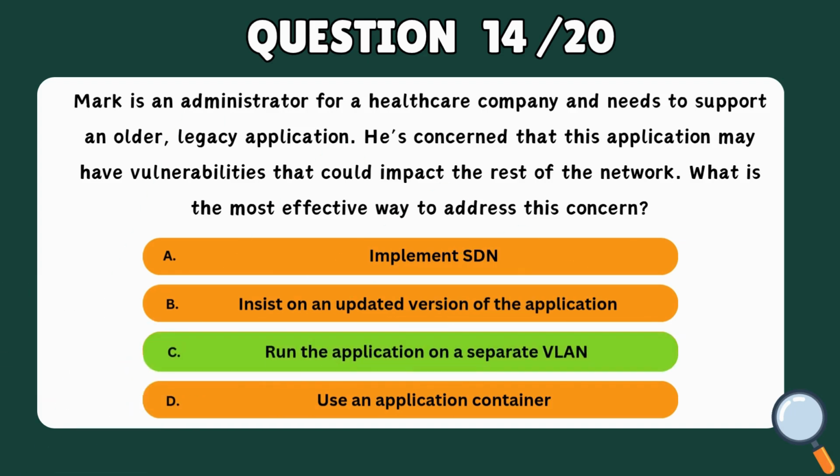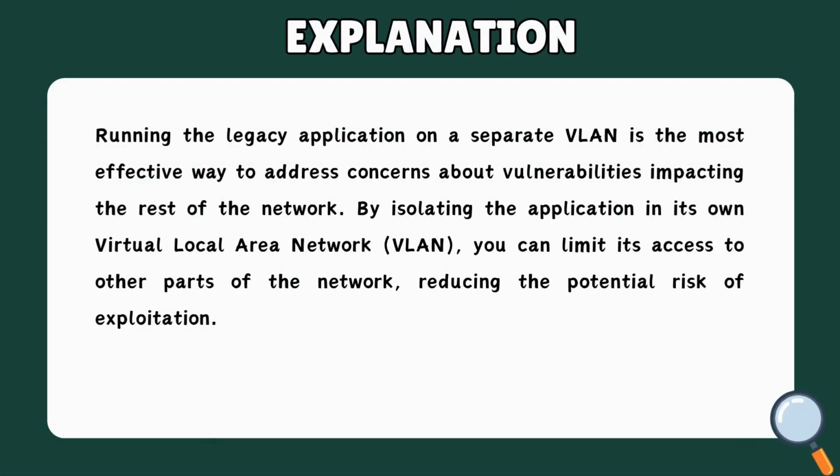Correct answer. C. Run the application on a separate VLAN. Running the legacy application on a separate VLAN is the most effective way to address concerns about vulnerabilities impacting the rest of the network. By isolating the application in its own virtual local area network, you can limit its access to other parts of the network, reducing the potential risk of exploitation.